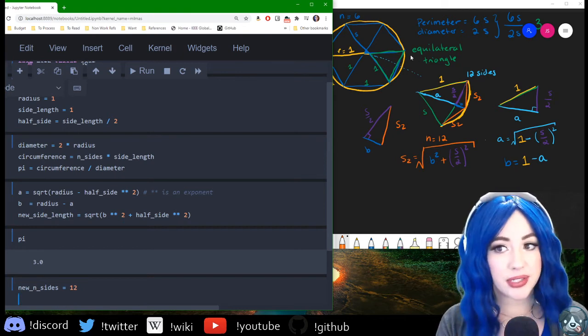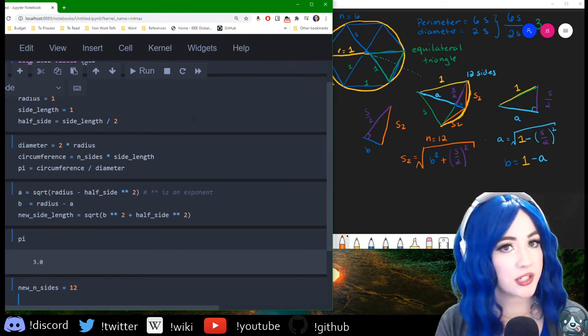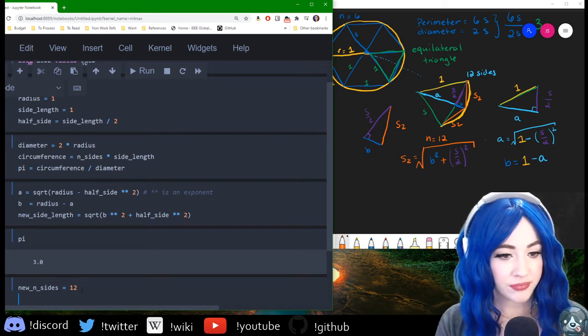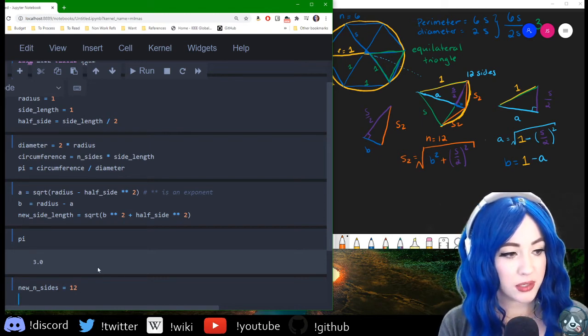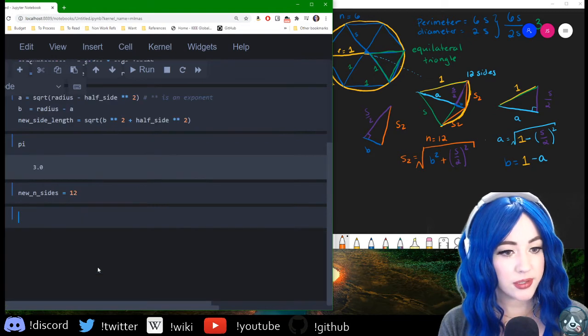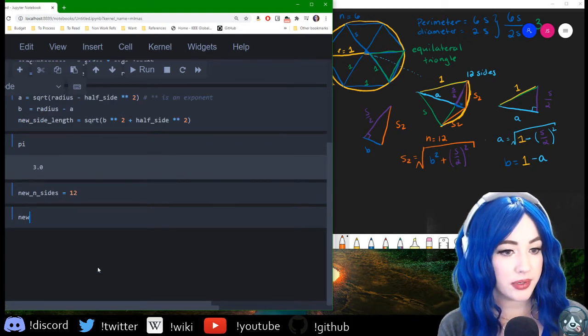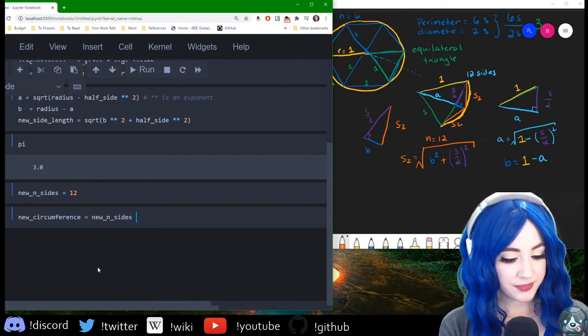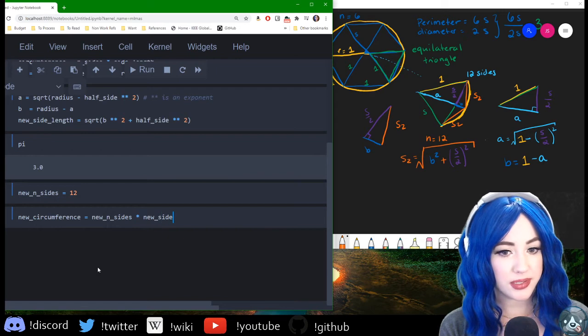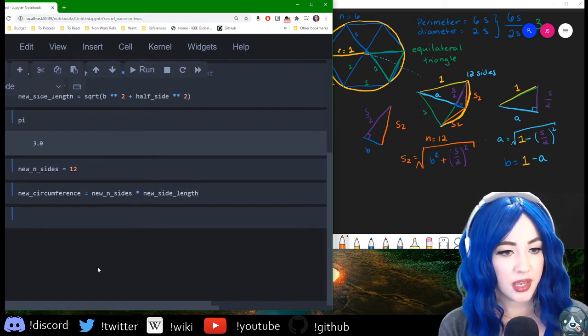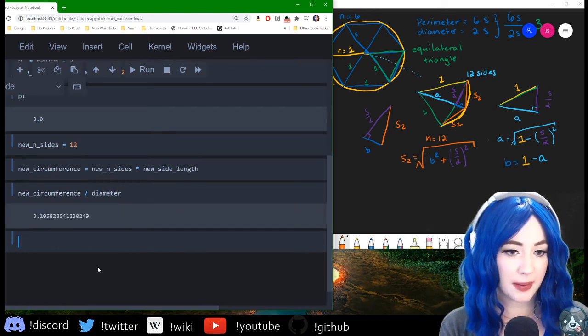And our diameter isn't going to change because our circle hasn't changed, right? So we've got new sides. Our diameter is going to stay the same, but our new circumference is the new number of sides times our new side length. And so our new guess for pi is going to be our new circumference divided by our diameter.